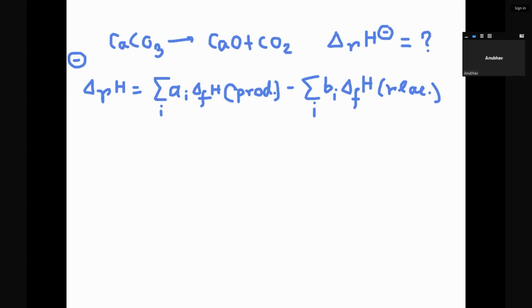And what do this a and b stand for? This a and b represent the coefficients of the products and reactants in the balanced chemical equation. So firstly, we have to balance the equation. You can see the equation is balanced: we have one calcium on both sides, three oxygens on both sides, and one carbon on both sides. So we will apply the above equation for the decomposition of calcium carbonate. Here ai equals bi equals 1.